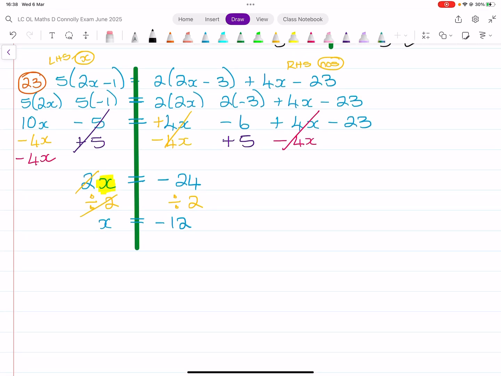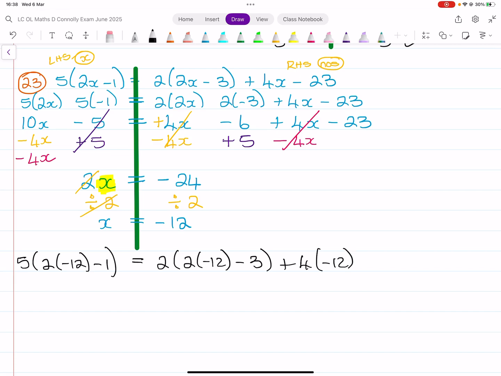So let's verify. Again, top line, and just replace the x's with a minus 12. So it's 5 bracket 2 bracket minus 12 bracket minus 1 bracket. The other side is 2 bracket 2 bracket minus 12 minus 3 bracket plus 4 bracket minus 12 minus 23. So I replace all the x's with a minus 12. On the left hand side I have 5 bracket 2 new bracket minus 12 close bracket minus 1 close bracket. So I'm getting minus 125 on that side.